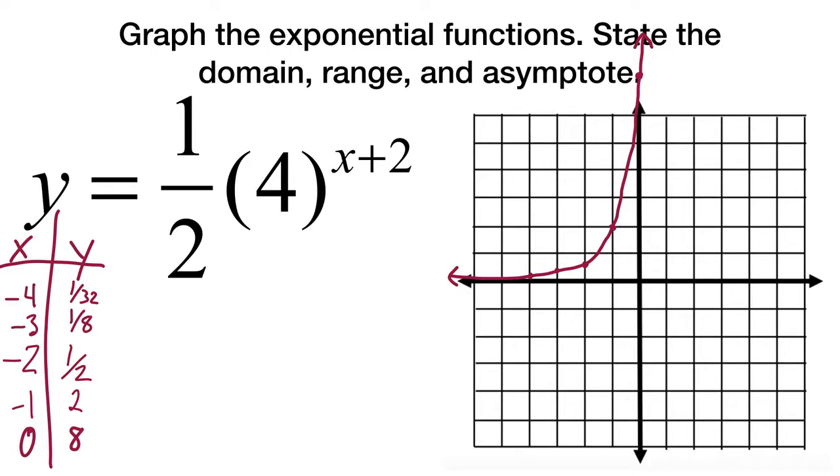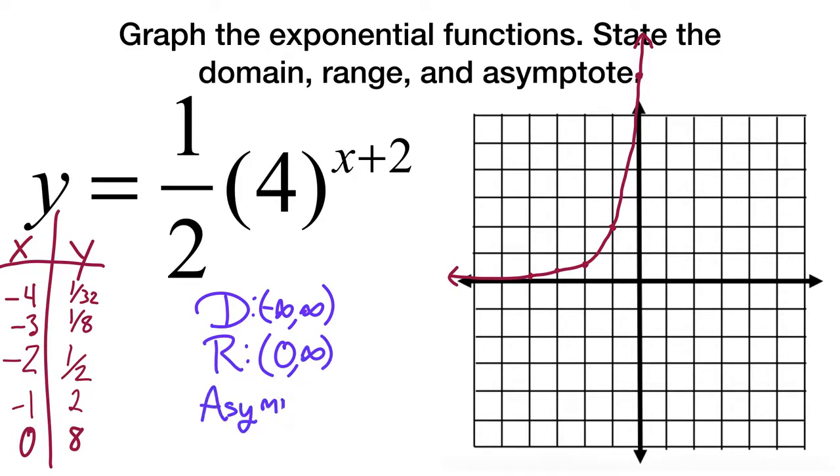And let's talk about our domain. So even though we moved left or right, that's not going to change our domain. And then because we didn't move up or down, it's still approaching 0. So our range is still 0 to infinity. And our asymptote is y equals 0.